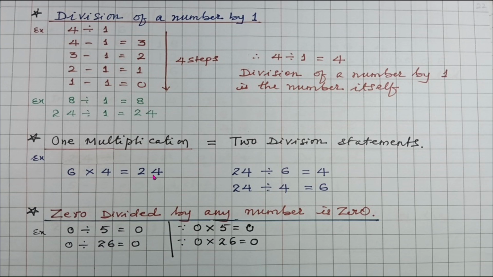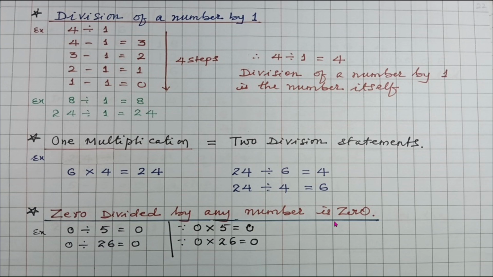Now we have a multiplication statement, that is 6 into 4 is 24. From this one statement I get 2 division statements. When I divide 24 by 6 I get 4. When I divide 24 by 4 I get 6. Therefore remember, one multiplication statement in mathematics gives us 2 division statements. It's a very important relation which you have to remember.